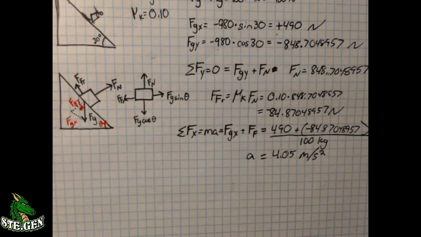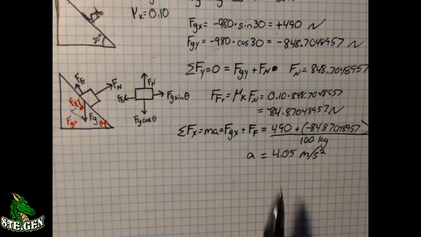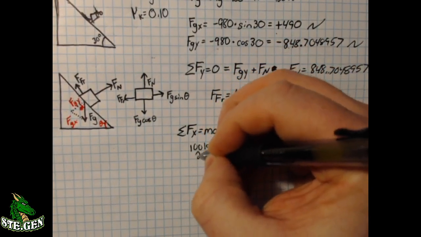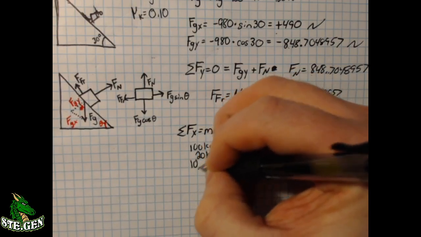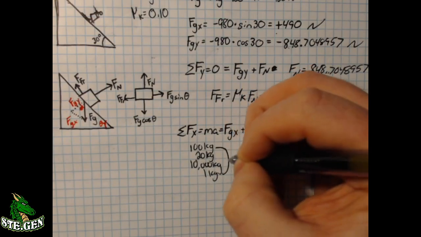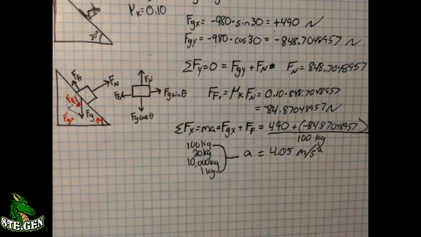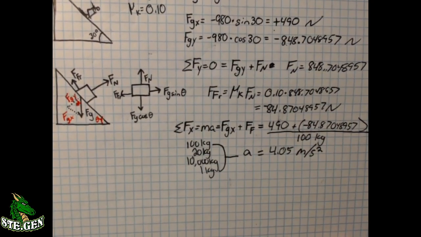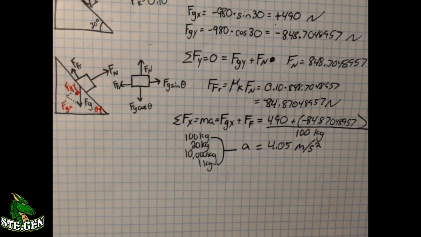But what if I told you that it would be the same acceleration at 100 kilograms as it was at 20 kilograms, or 10,000 kilograms, or 1 kilogram? All of these values would have the same acceleration as they go down this hill. And that may seem like I'm being crazy, but we can actually prove this really quick.